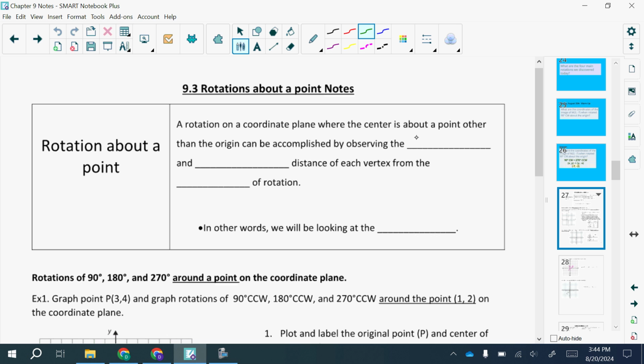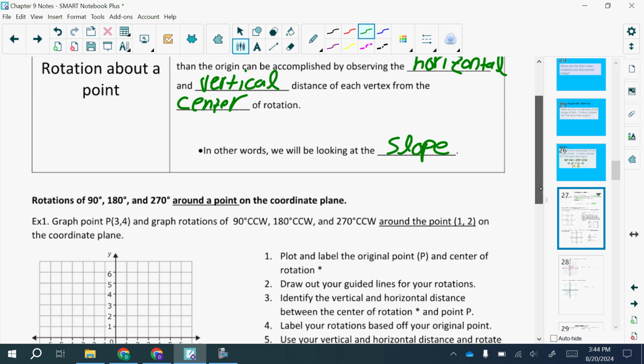A rotation on a coordinate plane where the center is about a point other than the origin can be accomplished by observing the horizontal and vertical distance of each vertex formed from the center of rotation. In other words, we will be looking at the slope, which, like the last video, you might remember us talking about a little bit when coming up with the rule for 90-degree rotations.